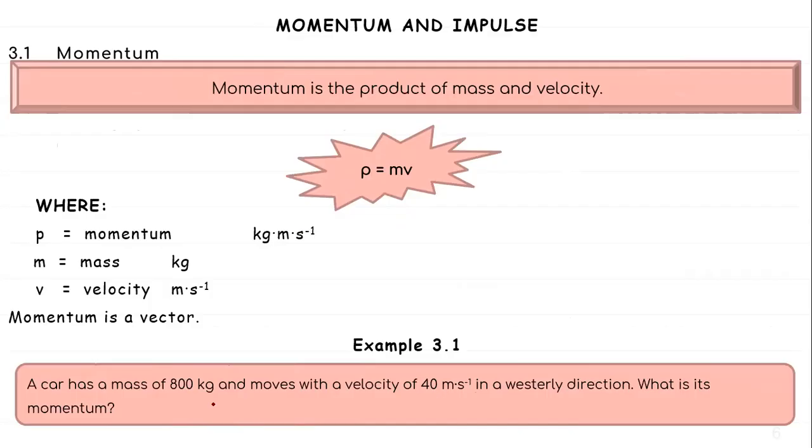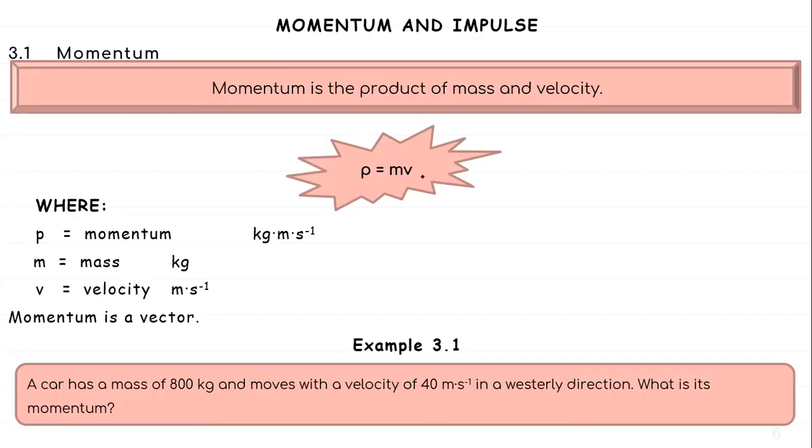Now, what are we talking about when we talk about momentum? We know momentum is the product of mass and velocity of an object, or simply stated, the product of the object's mass and its velocity. Now, it is given by the formula p is equal to mv. So p is equal to m multiplied by v.